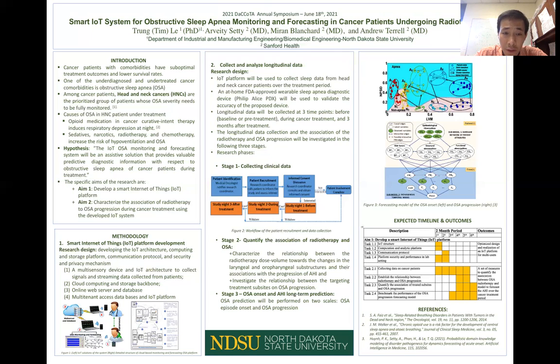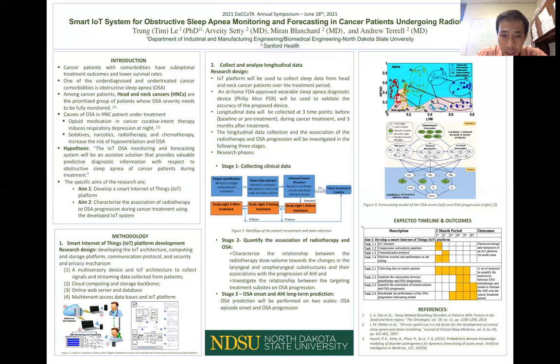This picture, stage one, Figure 2, shows us the clinical data collection procedure, in which we're going to coordinate with the Sanford Hospital Sleep Center, as well as the Roger Maris Cancer Center, to recruit patients and train patients to collect the data for 3 nights by themselves at home using two different devices.